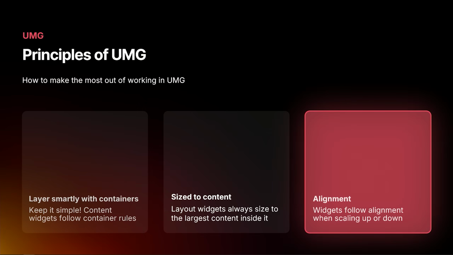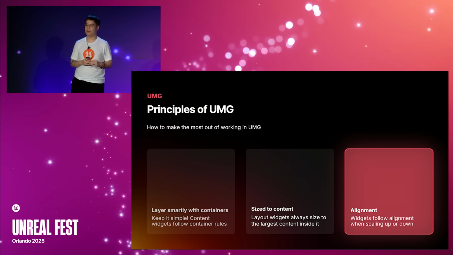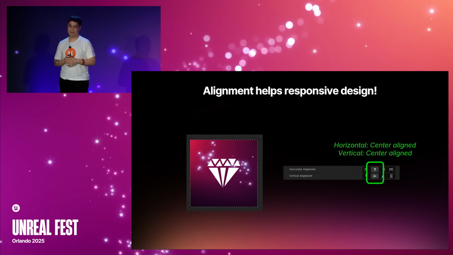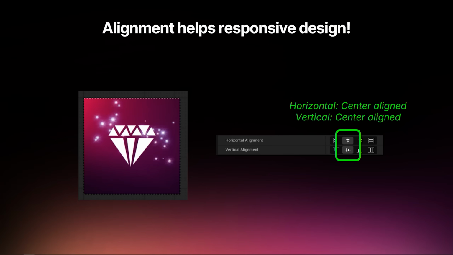And my third and actually favorite principle for UMG, which is, I think, probably more important than the first, than keeping it simple, is alignment. This is the one thing that I find folks don't normally do in UEFN or don't prioritize in UEFN, but alignment helps your widget scale up or down and maintain its position when your screen size goes up, your screen size goes down on mobile devices or TVs. It ensures that your widgets are anchored and aligned to a specific position inside your UI. So every single widget in UMG has these two settings, horizontal alignment and vertical alignment.